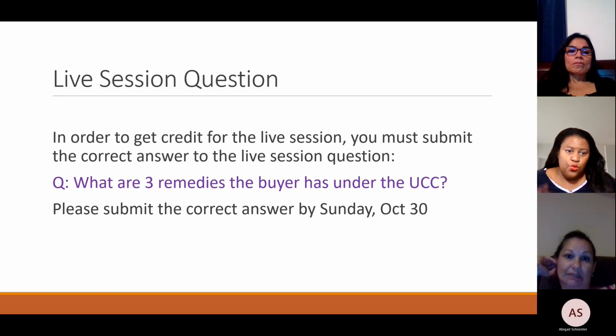The question is, what are 3 remedies the buyer has under the Uniform Commercial Code? The best way to find that answer is to Google it. What are 3 remedies the buyer has under the UCC? Google will give you the correct answer every time. So just questions? Nope.